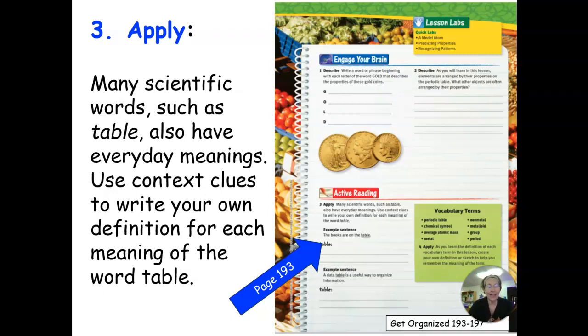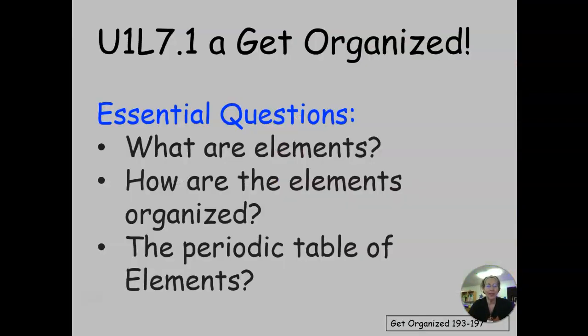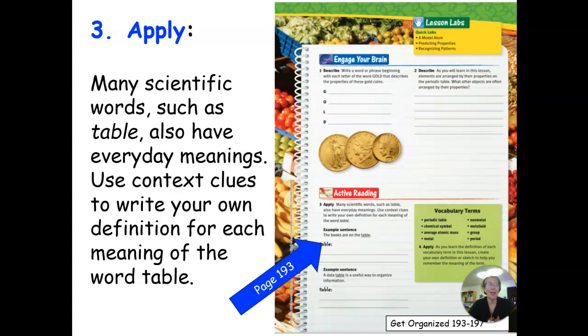The next question asks you again to break down words into meanings. And so you have some context clues. For the first context clue, you have the books are on the table, and they want you to describe table using that sentence. And then the next sentence says a data table is a useful way to organize information. And they want you to come up with the definition of table from that sentence.